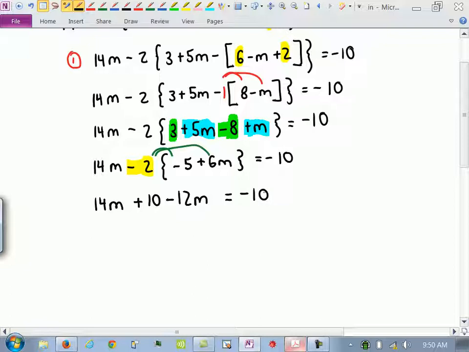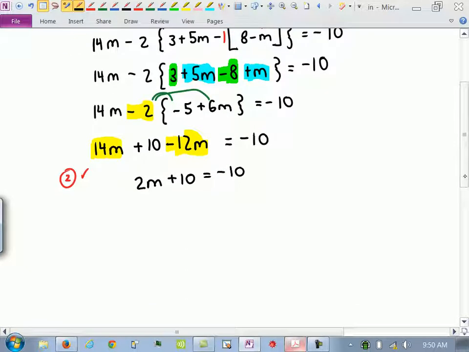Whew. Okay. Any questions? We've removed all the grouping symbols, so step 1 is done. Step 2 is clear fractions or decimals. Do we have fractions or decimals? No. So step 2 is done. Step 3 is to combine like terms. We do have some like terms. We've got a 14m, we've got a -12m. That's going to be 2m. And the 10 by itself can't be grouped with anything, so I'll just bring it along for the ride. So step 3 is done.